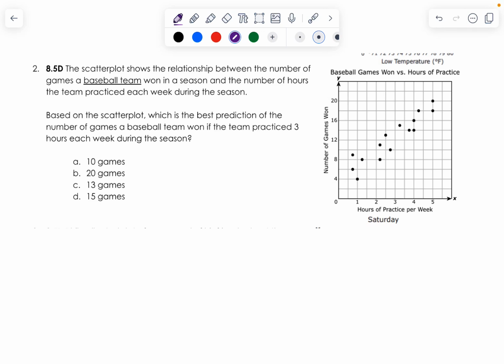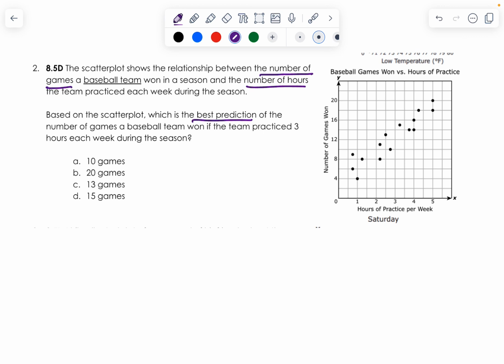Number two, the scatter plot shows the relationship between the number of games a baseball team won in a season and the number of hours the team practiced each week during the season. So the two data points I'm comparing is the number of games and the number of hours. Based on this scatter plot, which is the best prediction of the number of games a baseball team won if the team practiced for 3 hours each week during the season?